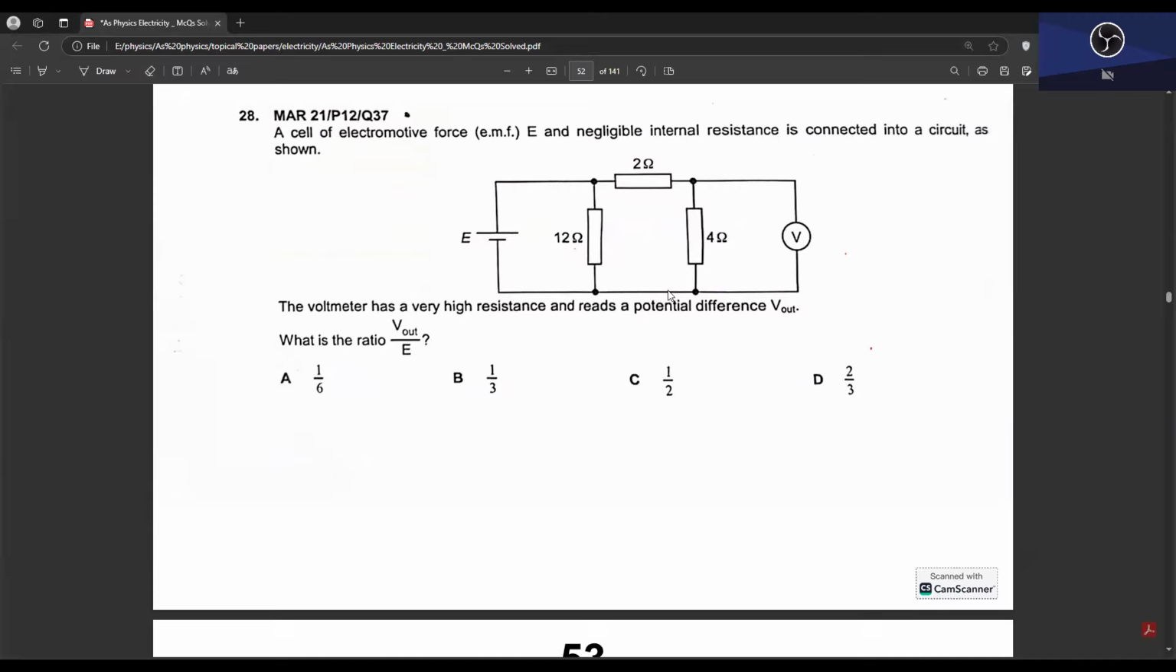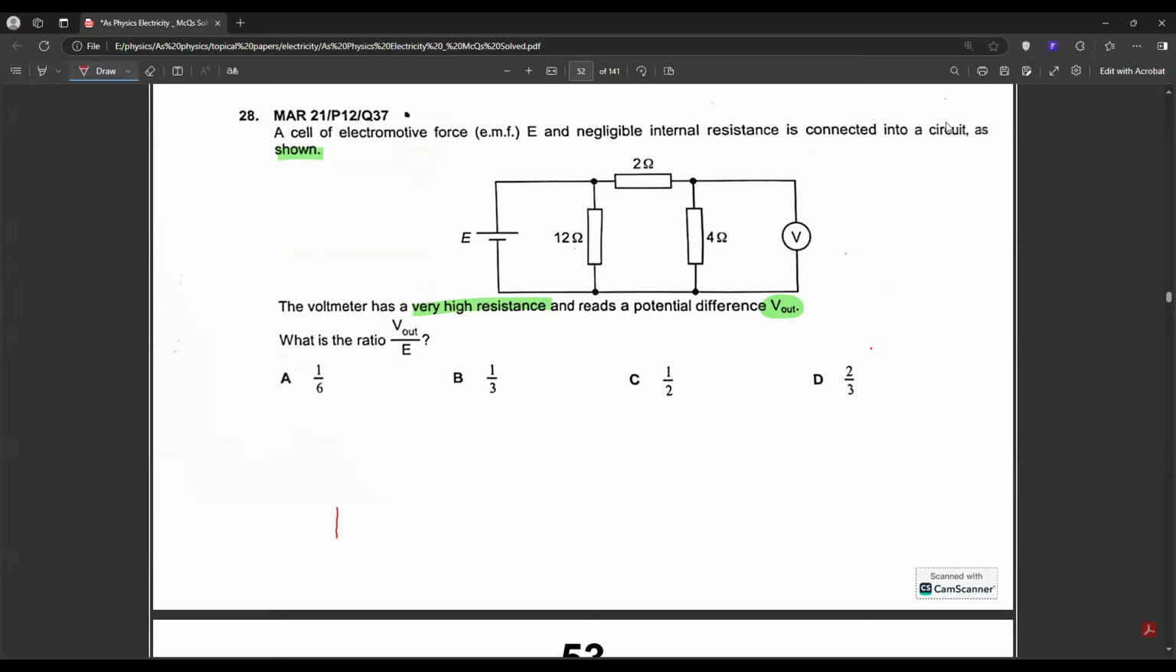Okay, so let's look at this MCQ. This MCQ basically is stating what? This MCQ is stating that a cell of electromotive force E and negligible internal resistance is connected into the circuit as shown. The voltmeter has a very high resistance and reads the potential difference V out. What is the ratio of V out over the electromotive force?